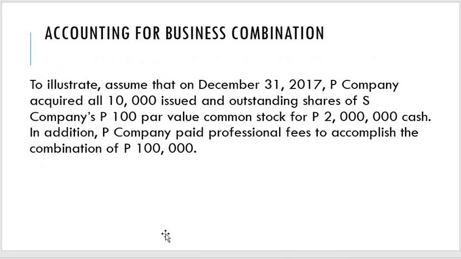So to illustrate, assume that on December 31, 2017, P Company acquired all the 10,000 issued and outstanding shares of S Company's 100 par value common stock for 2 million cash. So in this case, this is a 100% acquisition because P Company acquired all the issued and outstanding shares of S Company, S Company being the acquiree. In addition, P Company paid professional fees to accomplish the combination of 100,000. So P Company incurred acquisition-related costs amounting to 100,000.